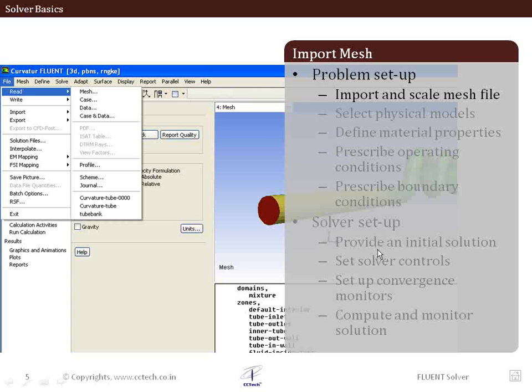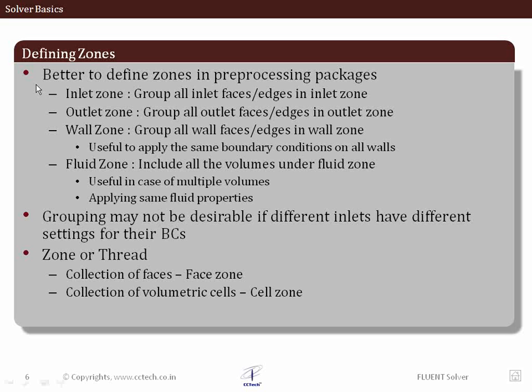So as far as importing and scaling a mesh is concerned, as you can see here, we read or write the necessary files using the menu bar on file options. Once we read in a mesh, we have different zones. Now this task is usually done at the pre-processing stage, that we have a collection of faces or collection of cells defined as zones or threads, which are understandable for the ANSYS Fluent code, that it defines things as a collection of faces. It terms it as a face zone, or collection of cells. It defines it as a cell zone or a cell thread.